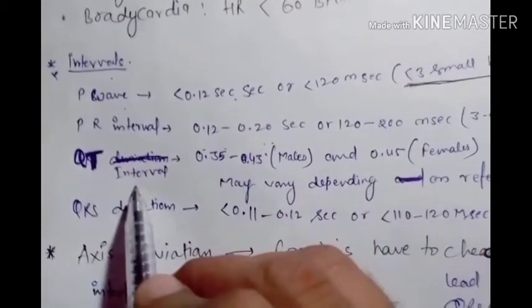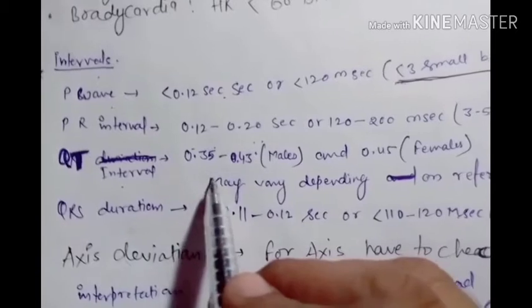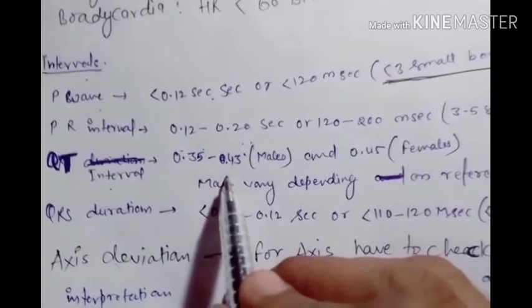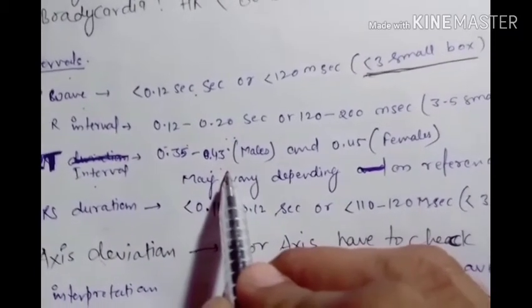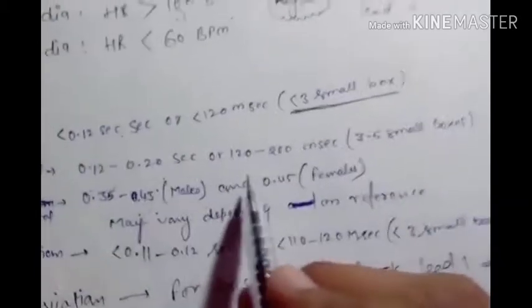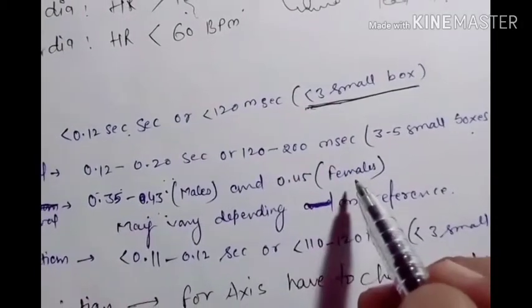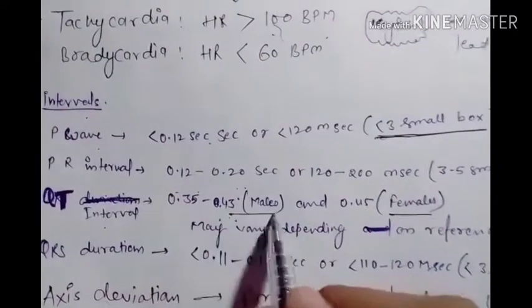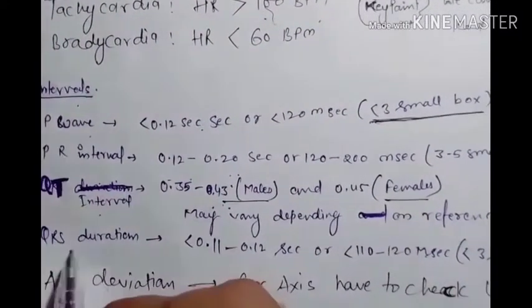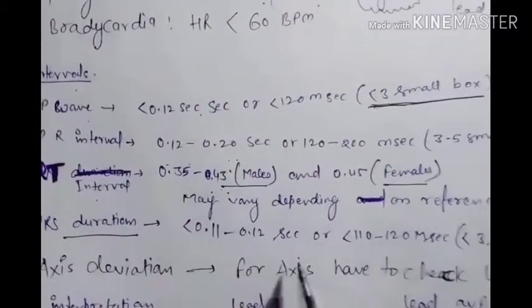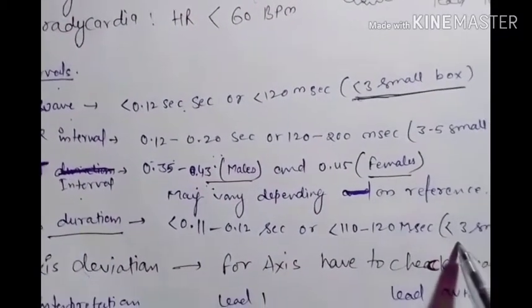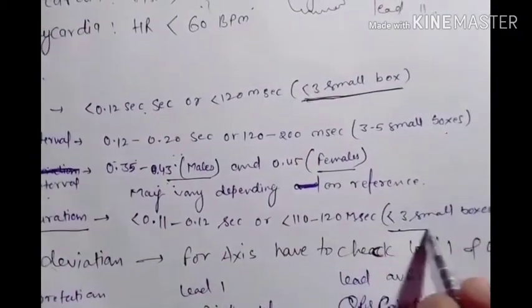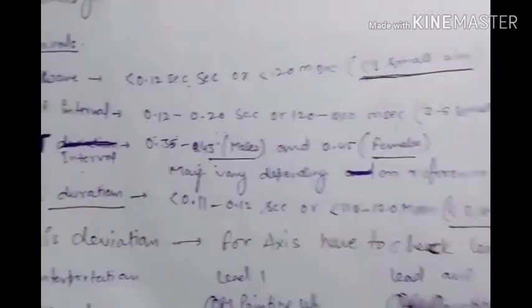The QT interval will be 0.35 to 0.43, and in females we will check the time in seconds. So QRS duration. For QRS duration we will see three small boxes. Okay guys.